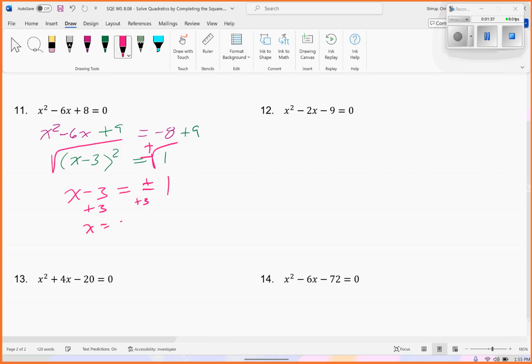All right. So I'm going to get 3 plus or minus 1. Can I work out 3 plus or minus 1? Does that come out to whole numbers?